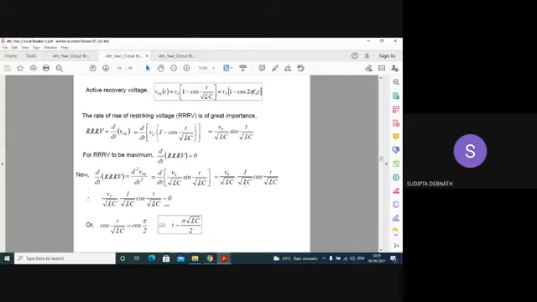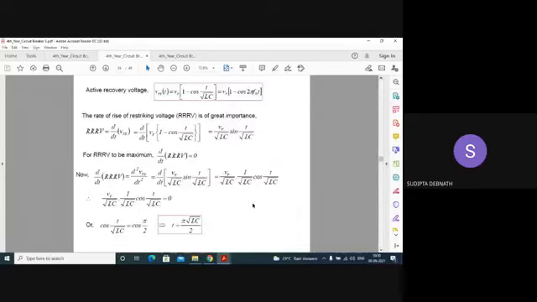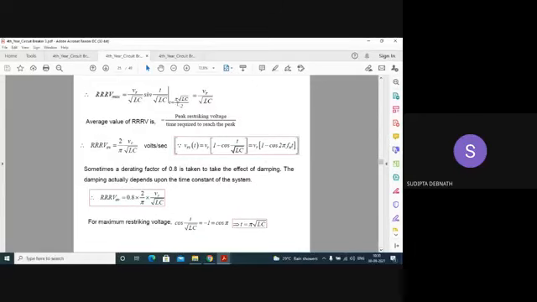This is the expression we are getting. Now this will be equal to zero. So the rate of rise of restriking voltage will be maximum when t equals this one, pi by 2 into root over LC. We are getting this from this derivation. Now, for the maximum rate of rise of recovery voltage, we substitute this value of t into the recovery voltage rate of rise equation. So we will get this value. So the maximum rate of rise of recovery voltage is this one.